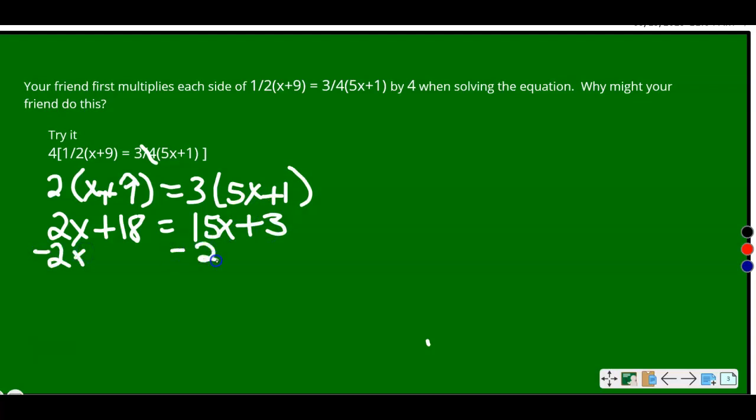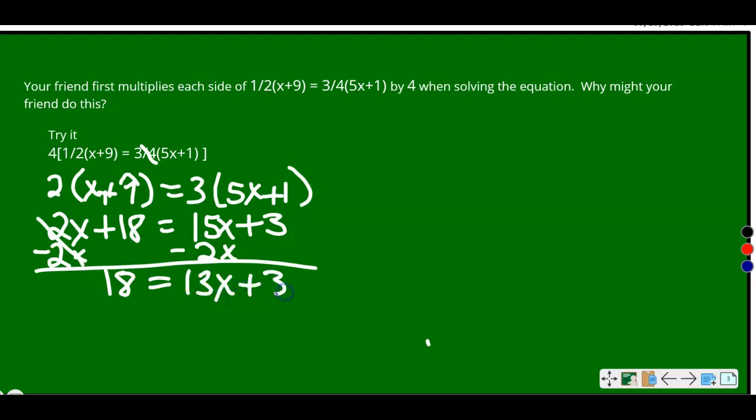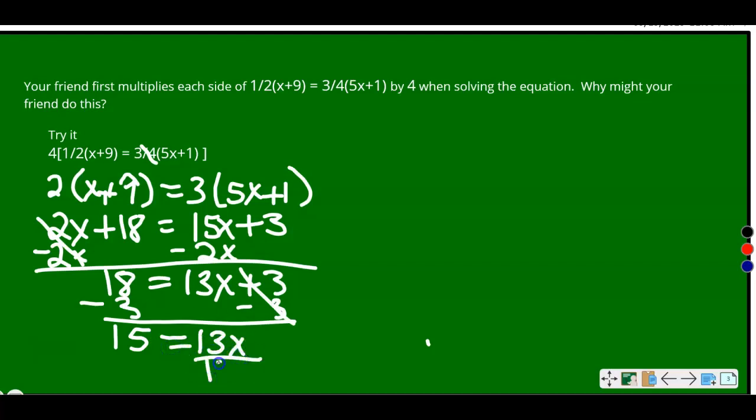Again, I like to have my variables positive when possible, so I'm going to subtract 2x from both sides. 15 minus 2 is 13x. Bring down the 3. And then we're trying to get the variable by itself. So move the positive 3 over using the inverse operation. 18 minus 3 is 15. 13x here. We want to find x. So divide both sides by 13. So our answer is going to be 15 over 13.